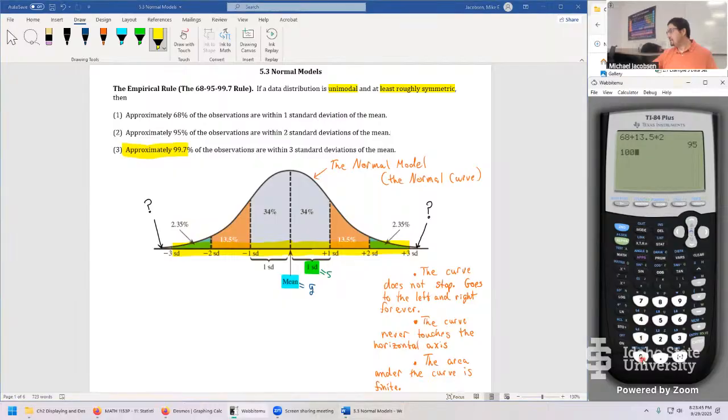So if that's 99.7%, and we have 100% of area to account for, we can just take 100% minus 99.7. This is the amount that's in both the far left tail and the far right tail. So all we have to do is divide it by 2. This curve is totally, perfectly symmetric. So the moment you divide by 2, that's the exact percentage in the far left tail and the exact percentage in the far right tail. So we can fill in the question marks: 0.15% on the left, 0.15% on the right.